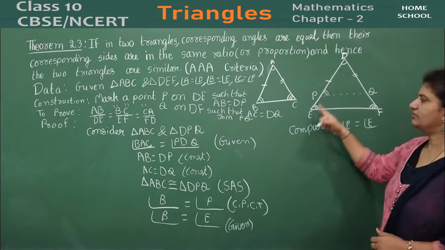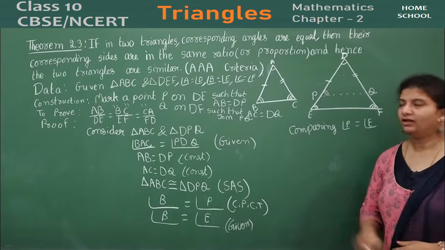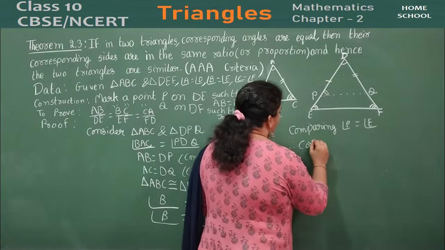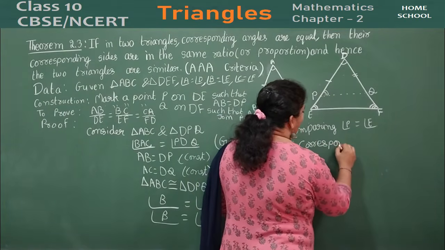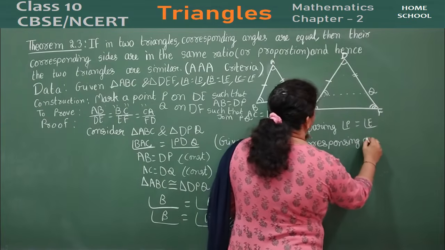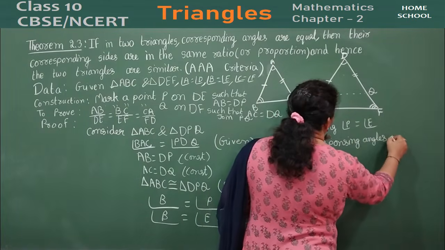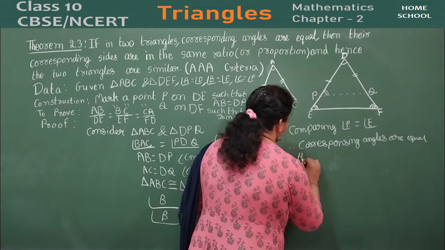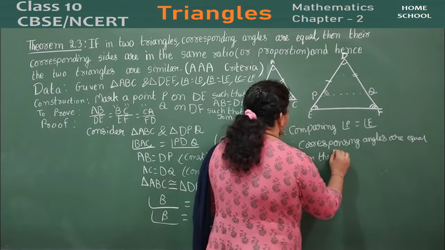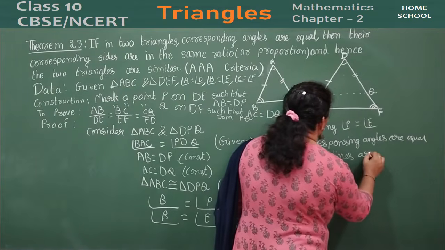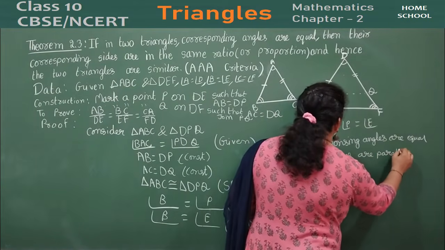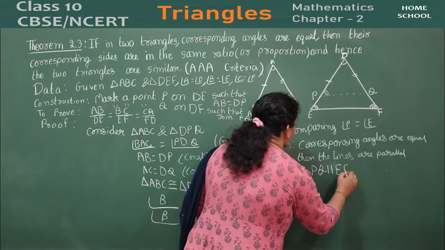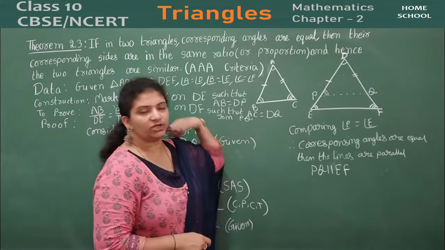Observe here, children. Now the corresponding angles are equal, then the lines are parallel. Therefore, by axiom 1, children, do you remember? If corresponding angles are equal, then the lines are parallel. What are the lines here, children? PQ is parallel to EF.